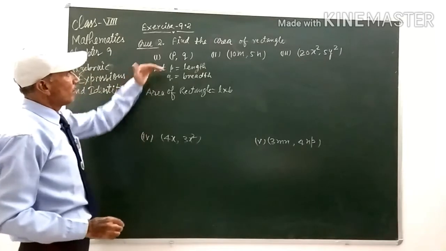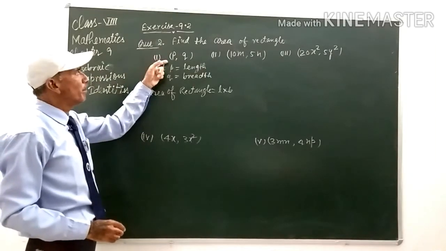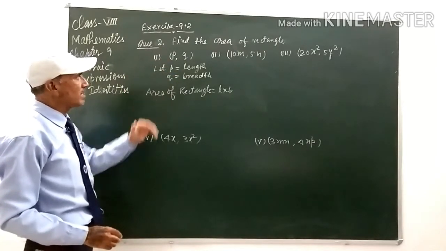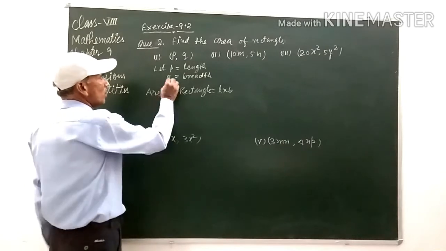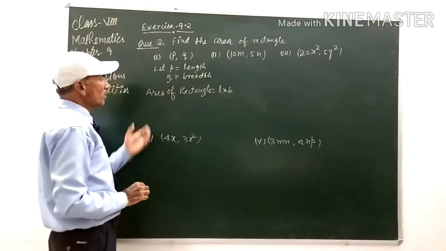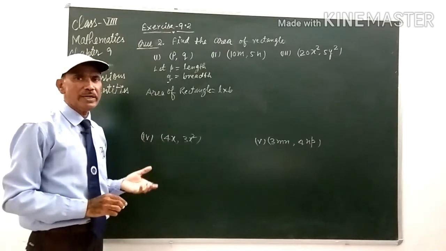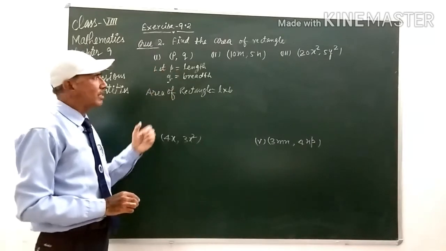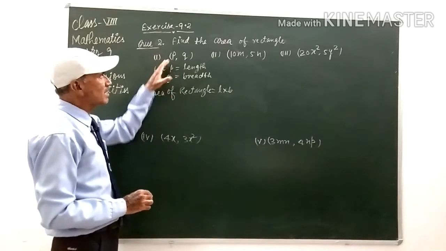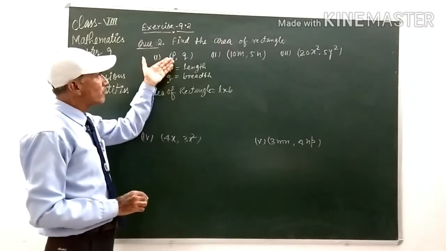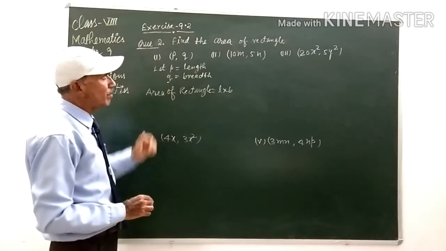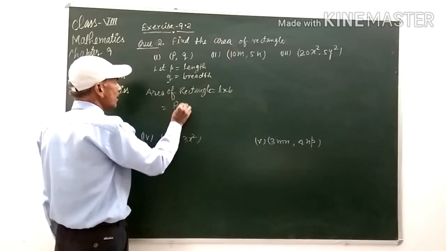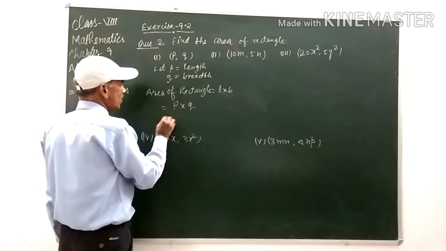Clear, students? First side P and second side Q. So first side we took as length and second side Q we took as width. Clear, students? So area of rectangle is equal to length into width. Whenever we find the area of any rectangle, we multiply length into width. So in the pairs given, the sides given, one we took as length and the second side we took as width, and we multiply both, so the area comes out, that is P into Q is equal to PQ.